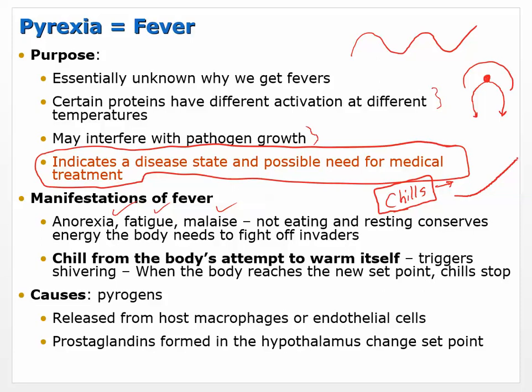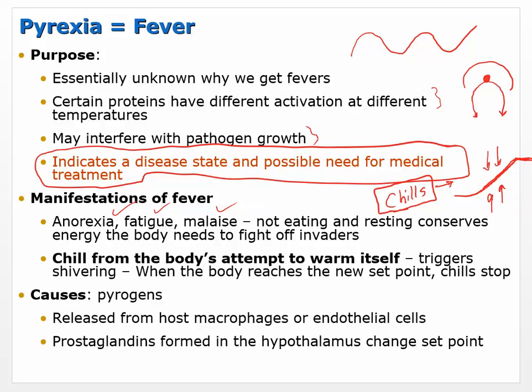So if someone is experiencing chills, you're going to want to pause and say, okay, we need to start taking vital signs again. We need to start taking your temperature to see where this is going. Now, once you've reached your new set point, the chills will fade. You really feel the chills during this phase where your body is trying to increase the temperature.